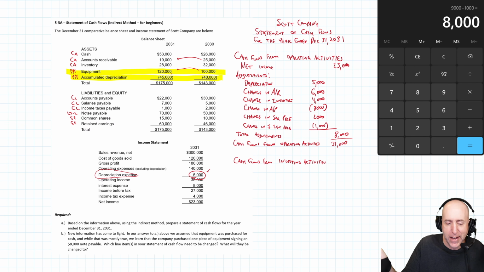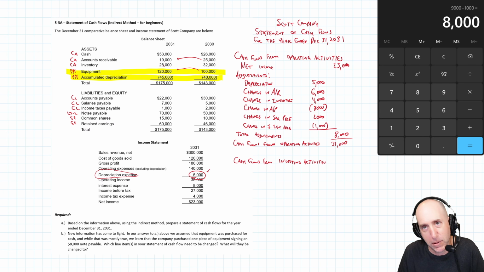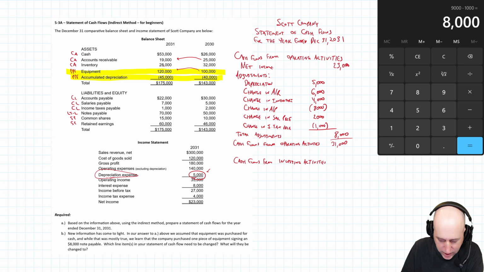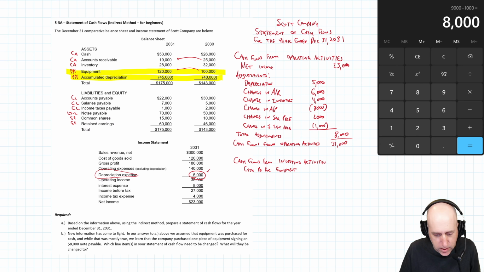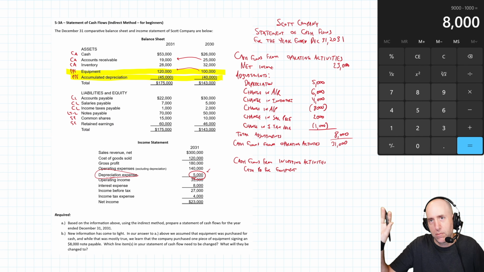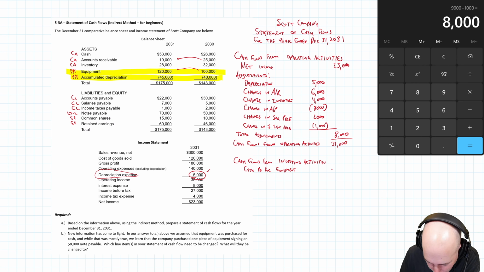No cash changes hands as a result of the change in accumulated depreciation, but cash did change hands as a result of the change in equipment. We bought equipment. We didn't sell any, but we did buy $20,000 worth of equipment. Cash paid for equipment. Now that is an assumption we have to make, because we don't have any additional information to tell us otherwise. Theoretically, we could have sold some equipment with no gains or losses, and weird things could happen. But in the absence of other information, I would assume that we bought $20,000 worth of equipment.